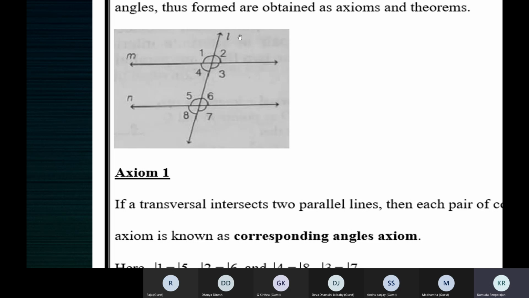Now here M is parallel to N cut by a transversal L. 2 and 6 are corresponding angles and they're equal because the lines are parallel. Even if the lines are not parallel, 2 and 6 are corresponding angles. 2 and 6 by their position, they are corresponding angles. If the lines are parallel, they are equal. If the lines are not parallel, they are not equal. But their relationship holds. They are corresponding angles. 2 and 6, the angles in these positions, they are corresponding angles.